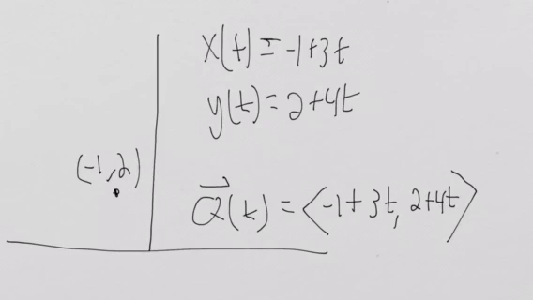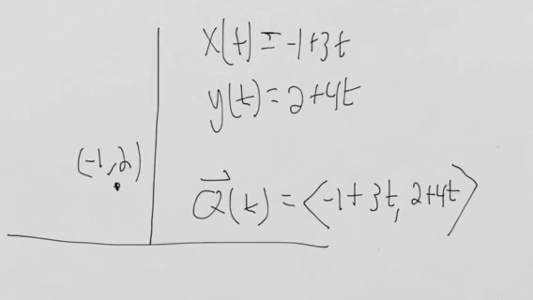So we introduced this new notation where we have these angled brackets, and we have our x of t, y of t. We're calling this vector q of t. And this is actually a bunch of vectors that are starting at the origin and pointing to different spots on our line that is being traced out by our point.